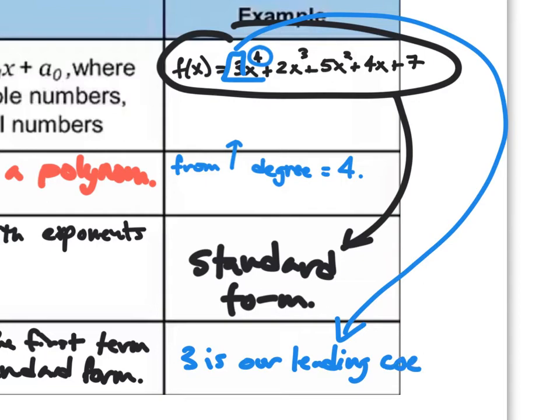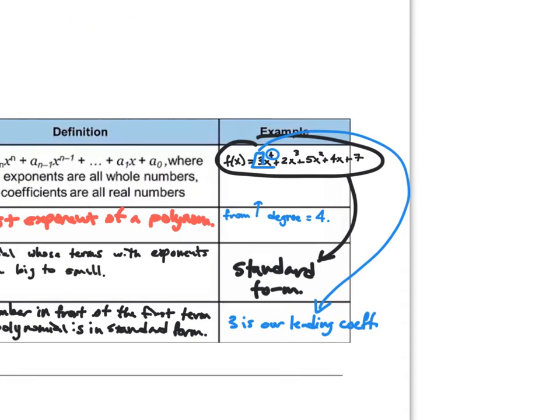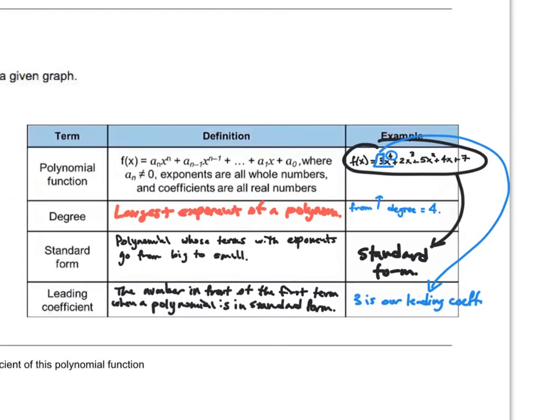And I use COEFF to stand for coefficient. Remember, coefficient is the number in front of the variable, but the leading one is important. That gives us a lot of information. So we do need to understand what a polynomial function is. We really need to understand the word degree, and we really need to understand the word leading coefficient and know what those mean. Okay, it is imperative for our understanding.